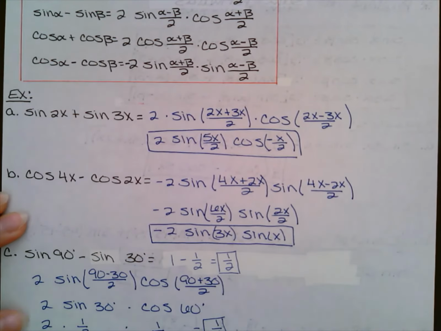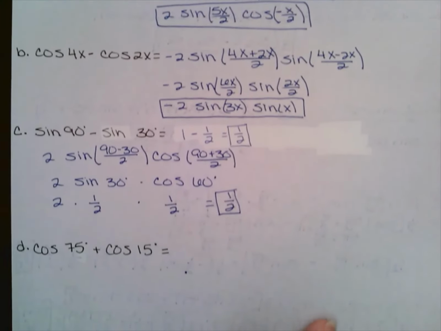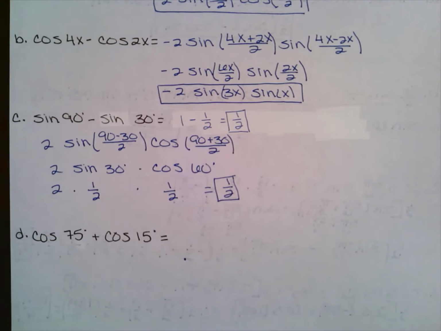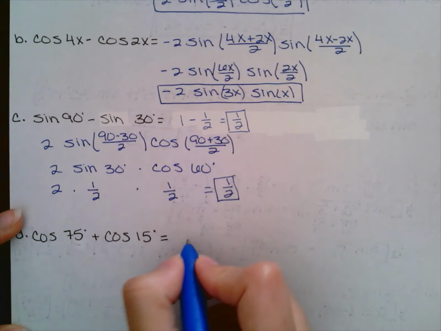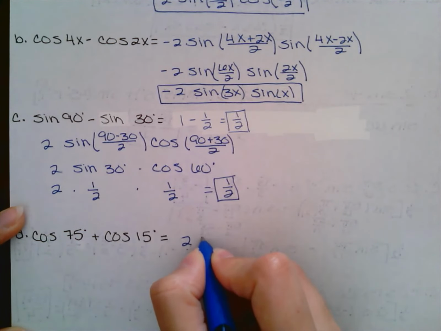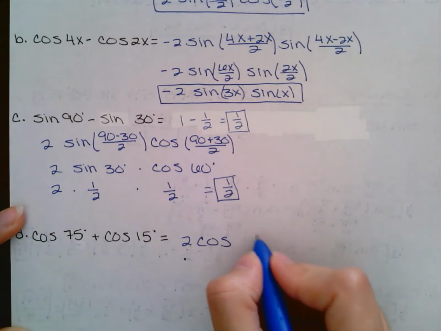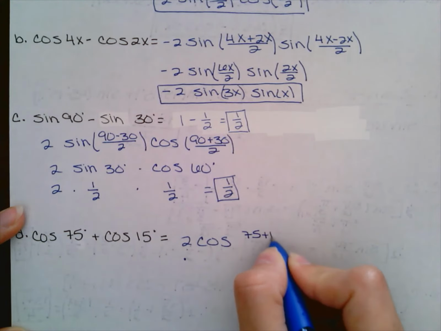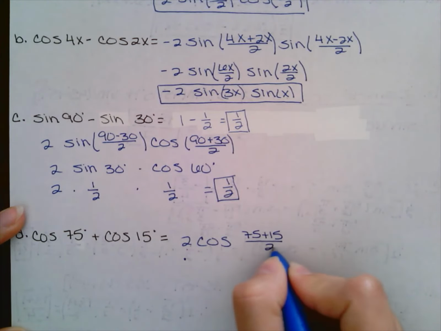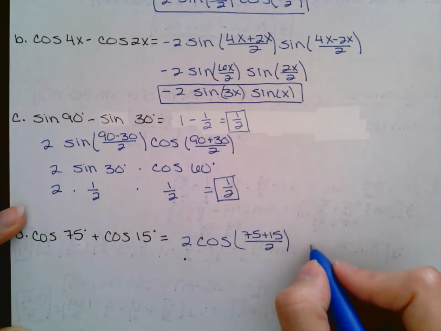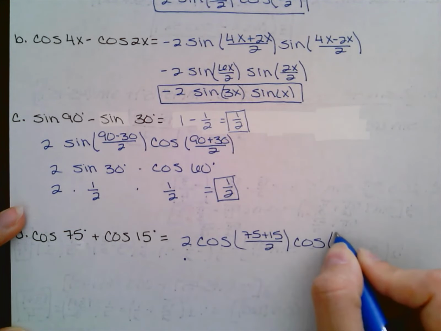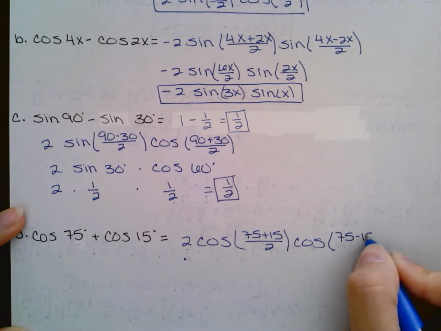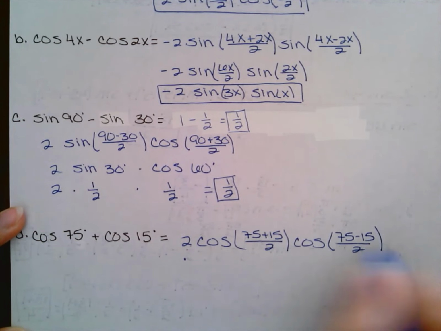All right? Now let's move on to one more of these. We have cosine of 75 degrees plus cosine of 15. So neither of these two are on my unit circle, so I'm going to go to the formula of cosine being added with cosine. And I have 2 times cosine of both values being added divided by 2 times cosine of them being subtracted divided by 2. Okay?